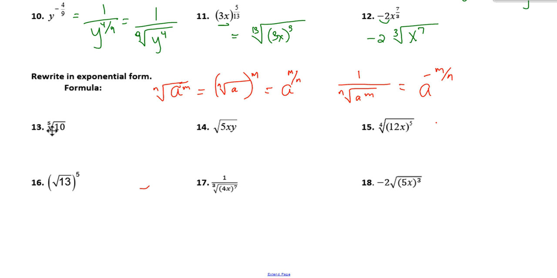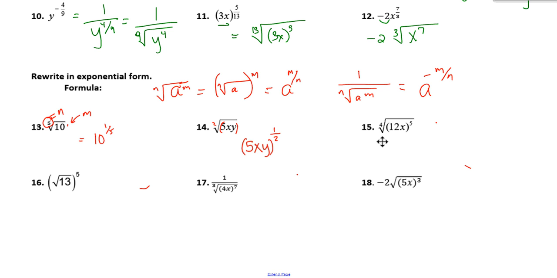So here on 13, we've got the 5 out here. That's our n. There's no number inside, so we assume it to be a 1. So this becomes 10 to the 1/5 power. Okay, this next one, there's a 2 out on the shelf. Now inside, we've got more than one thing. Everything that's on the inside gets considered as part of the thing being raised to the power. So that 5xy has to be in parentheses. And it's the square root, and there's no powers on the inside. So it's just going to be 1/2.